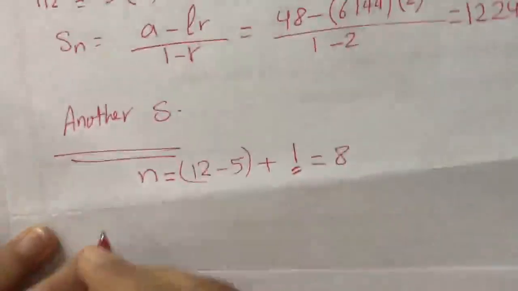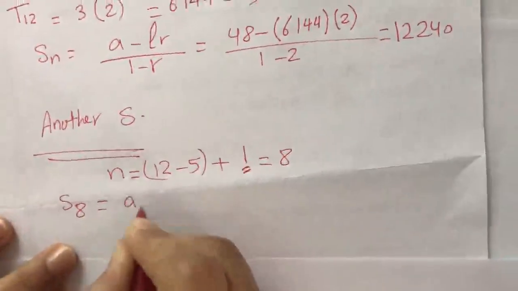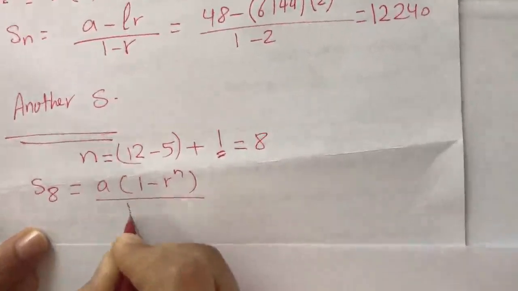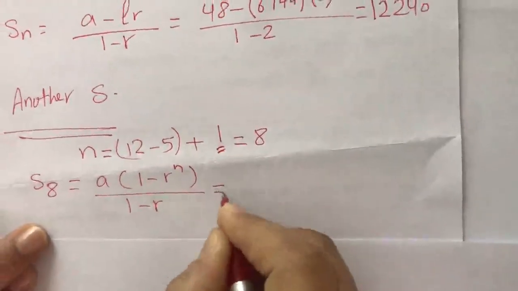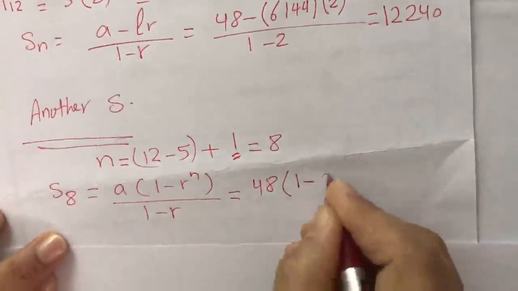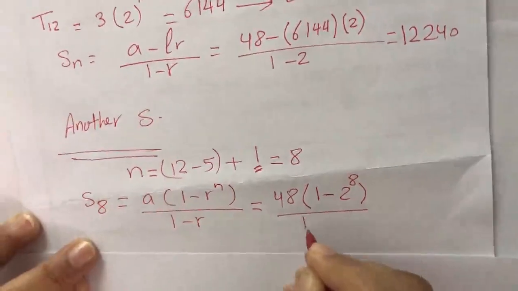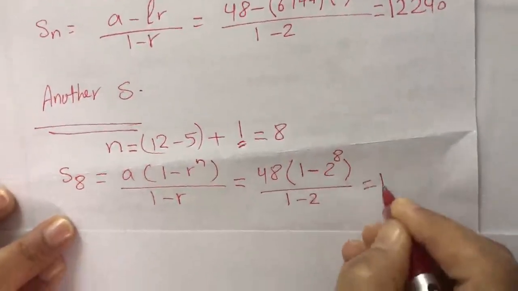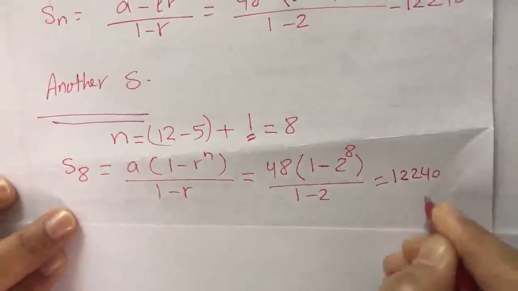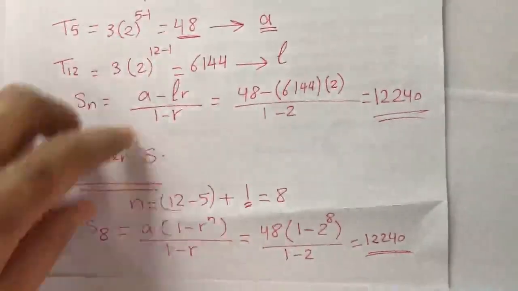It will be 8. So here S8 equals a multiplied by 1 minus r to the power of n over 1 minus r, equals 48 multiplied by 1 minus 2 to the power of 8 over 1 minus 2. It will be 12,240. It's the same result, and the rule is different.